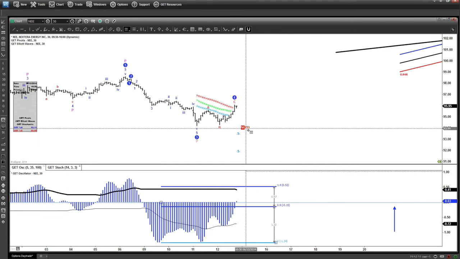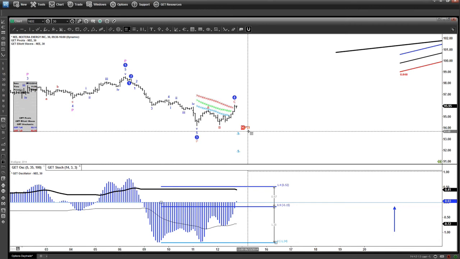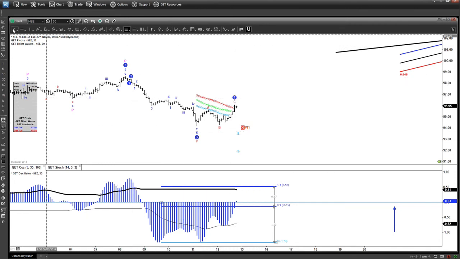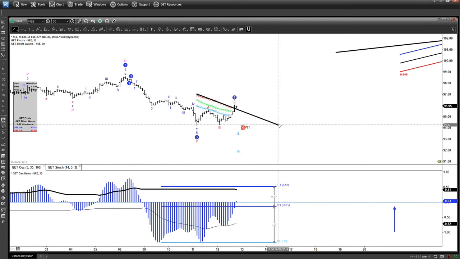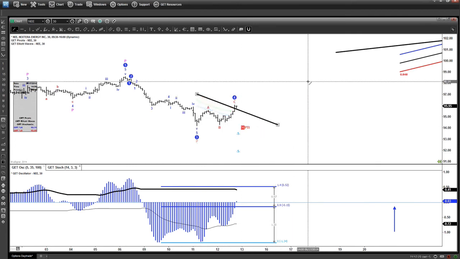Look at the PTI, it's beautiful. PTI is 56, everything looks great, right? But take a look at your red channel. Based on the structure of this market sequence, we have retraced too far. This is a warning sign. This market has a less than 50% chance of creating a fifth wave at this point.